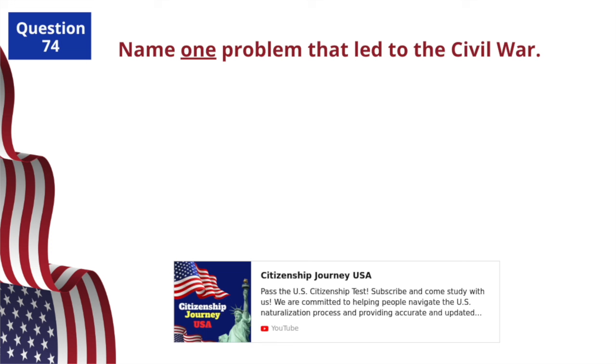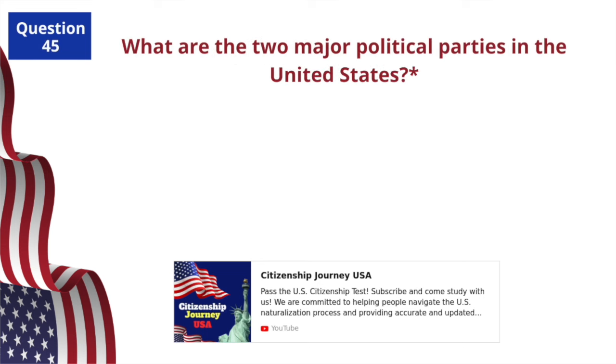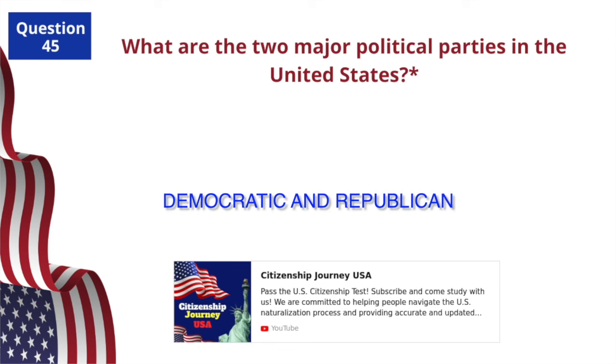Name one problem that led to the Civil War. Slavery. What are the two major political parties in the United States? Democratic and Republican.